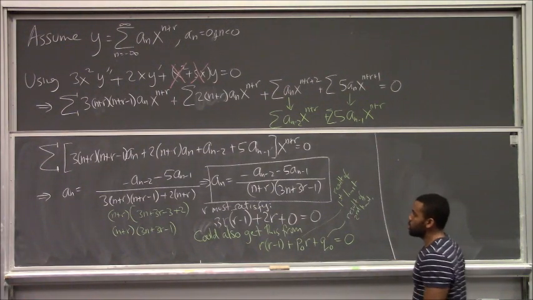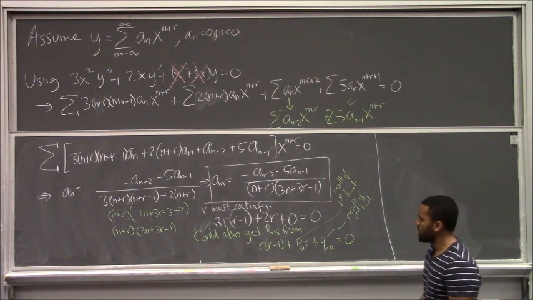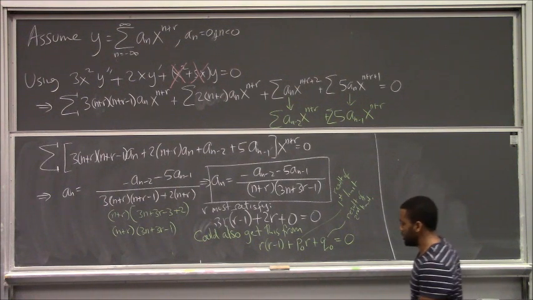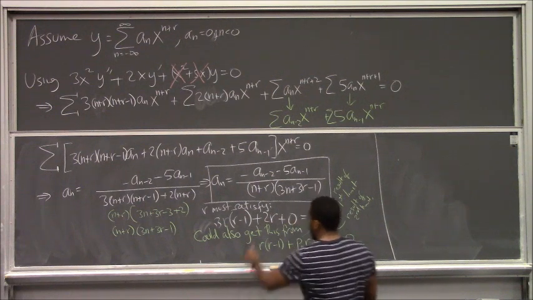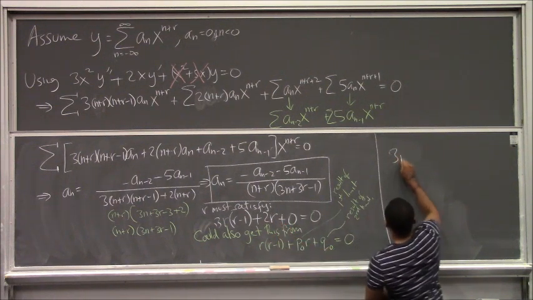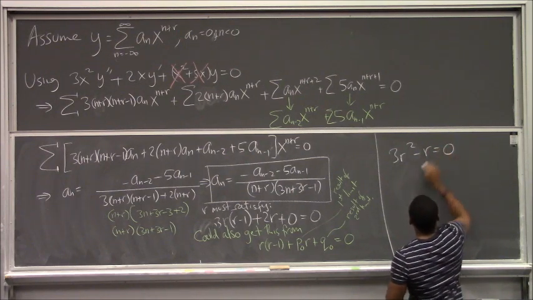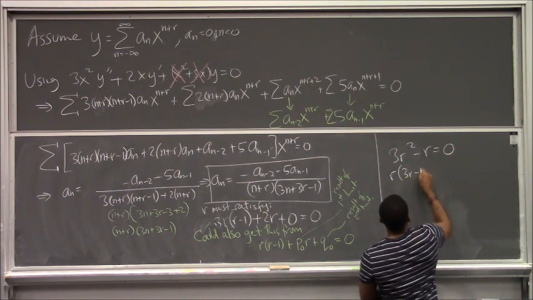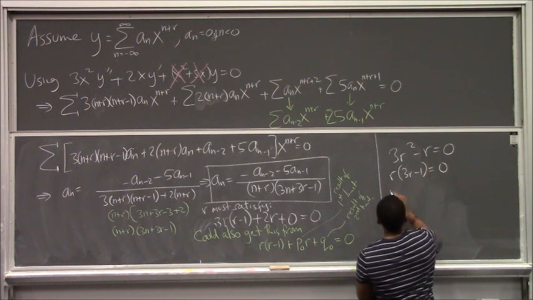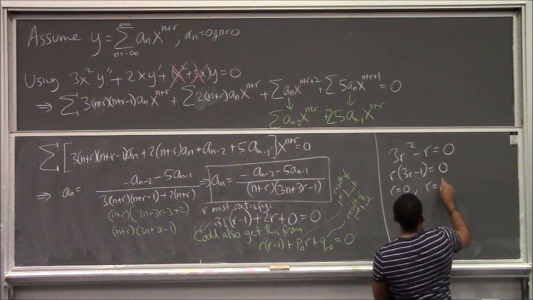It says we must find the series solution corresponding to the larger root, assuming that a0 is 1. So we have to find the larger root here. That's going to be 3r squared minus r equals 0. So we have r times (3r minus 1), and so r equals 0 and r equals 1/3.